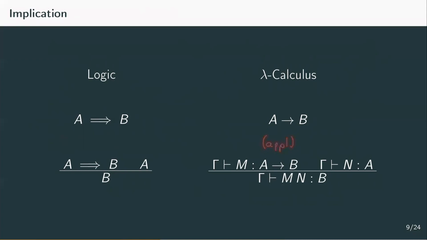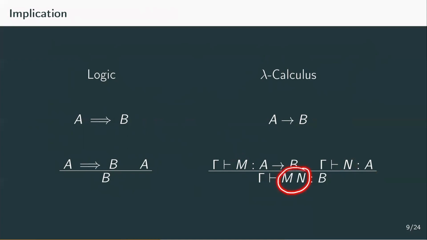Modus ponens says, if A implies B and A is true, then we conclude that B is true. And the application rule says, if we have a proof M for A implies B and a proof N for A, we can apply M to N, thus yielding an inhabitant or proof of B.